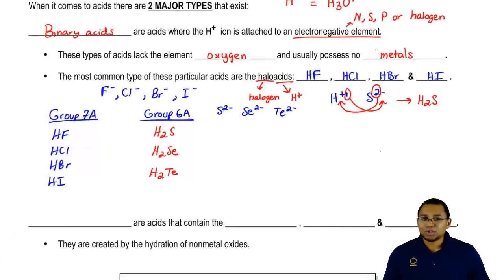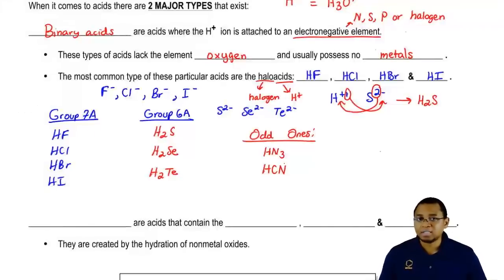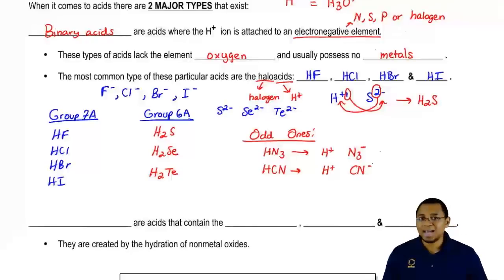And then we could say that we have certain ones that are a little bit different. So these are the odd ones. They're technically still binary acids, they're just a little bit different. So here we could have HN3, and here we could have HCN. So those would be the odd ones out. They're a little bit different from group 7A and 6A, but they're still binary acids because here we have H+ connected to a negative ion, and here we have H+ connected to a polyatomic ion, CN-, cyanide ion. Now, we'll learn how to name these later on in coming videos.